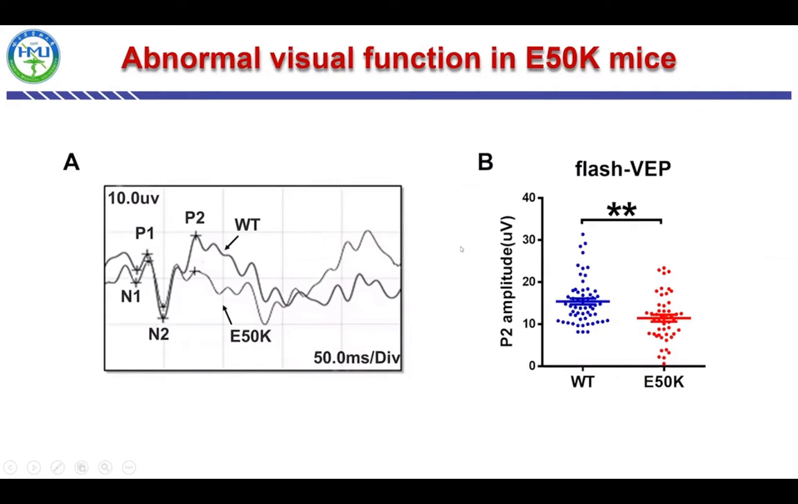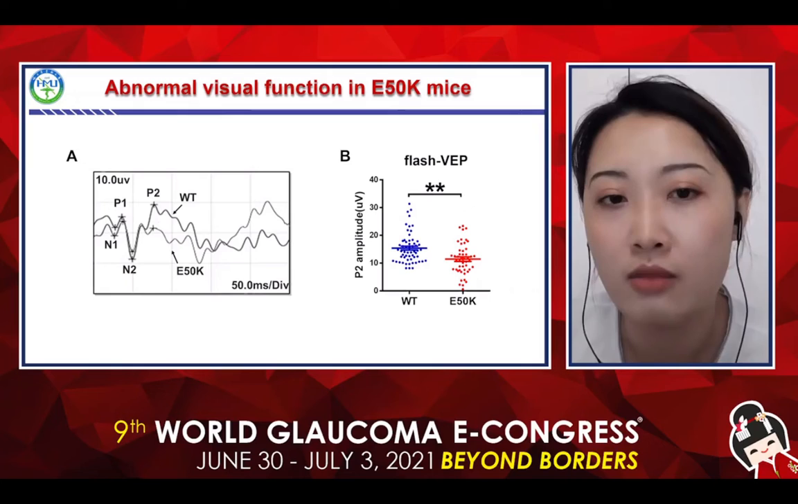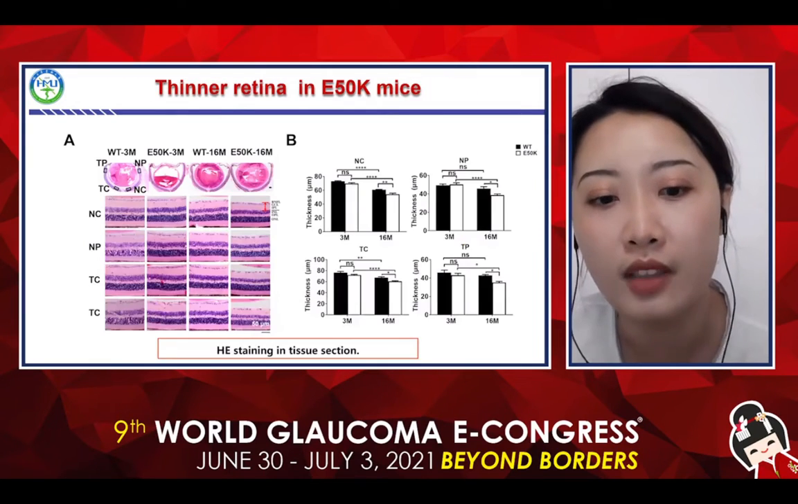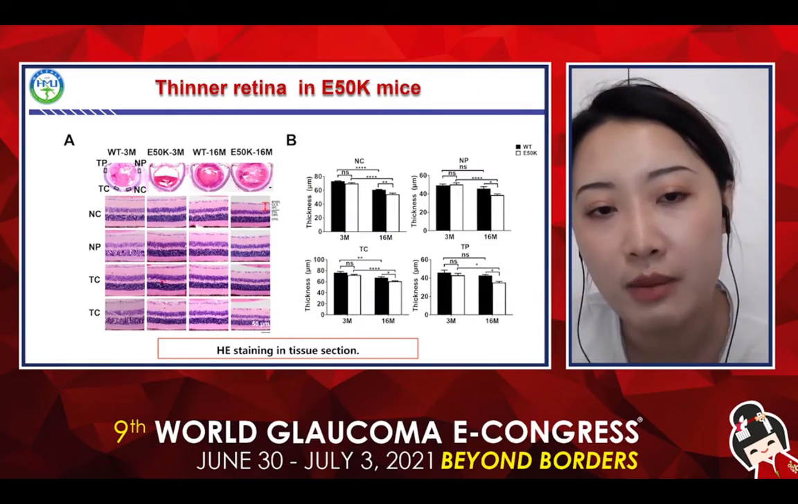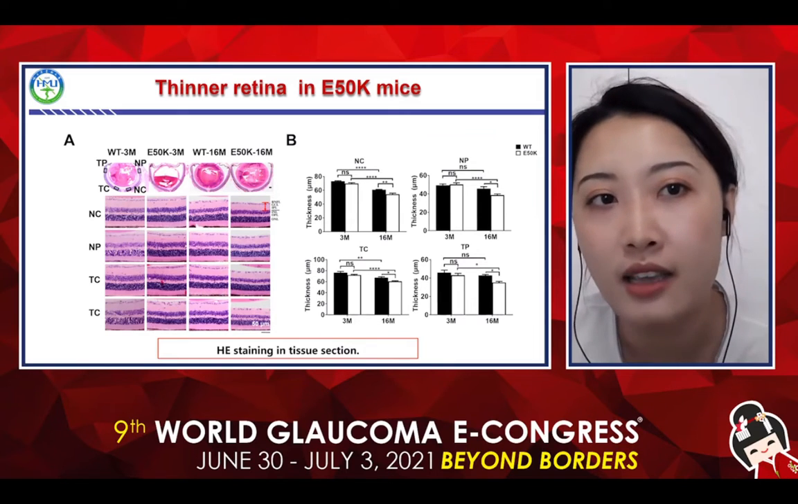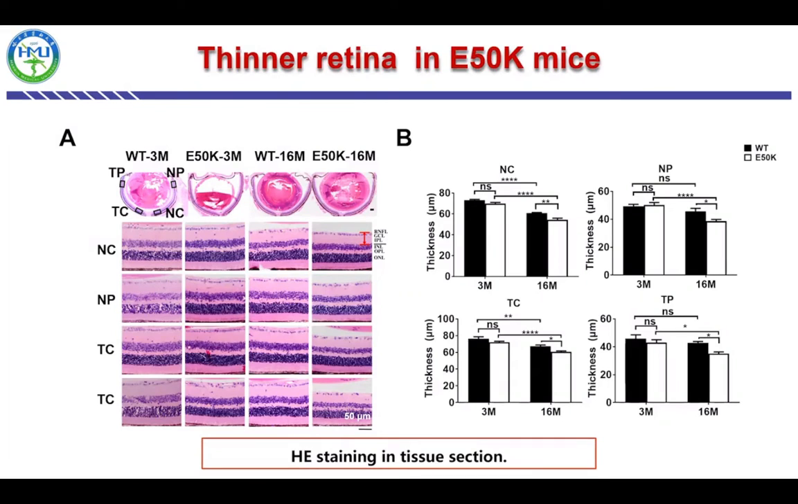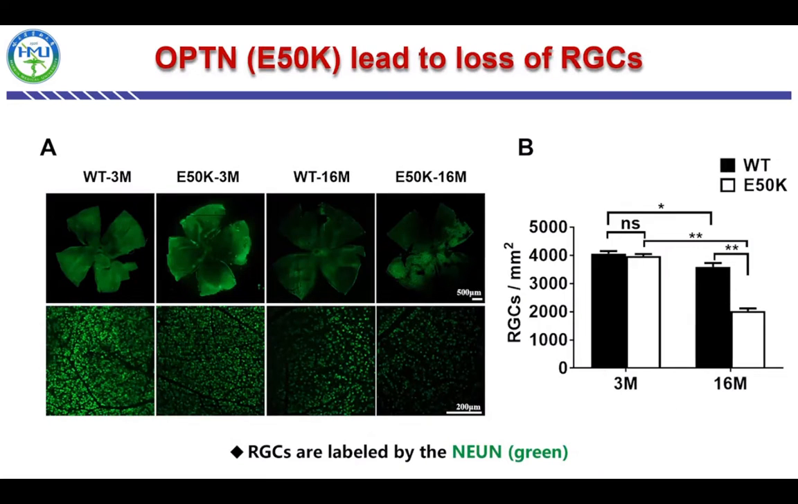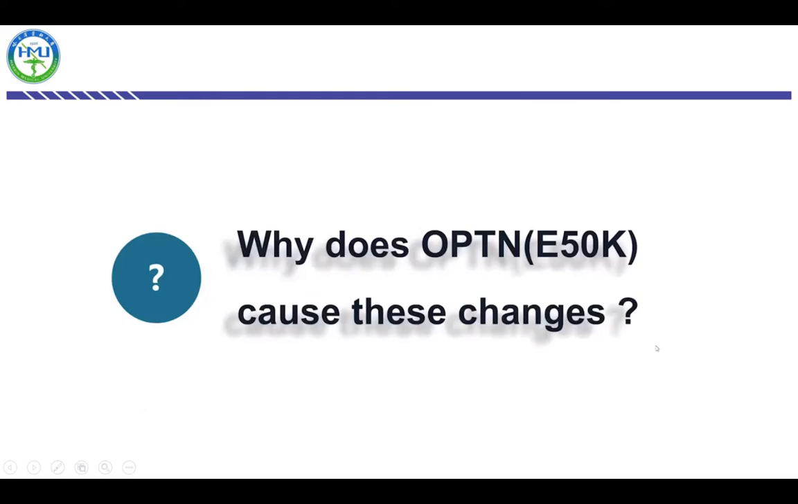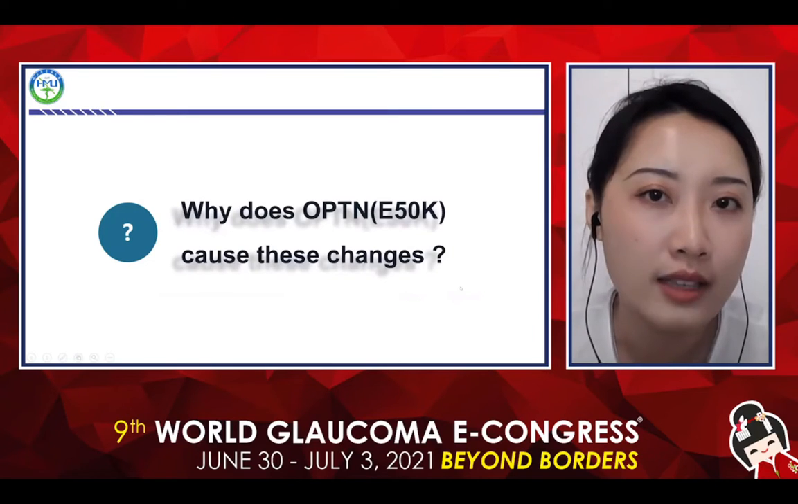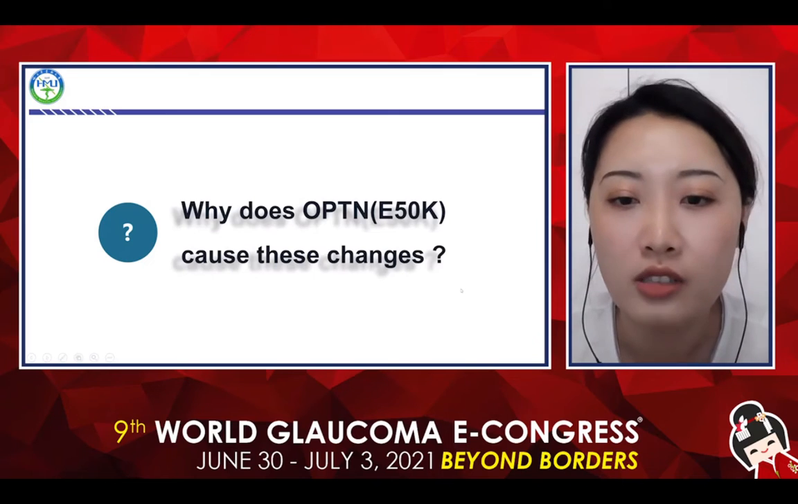At the same time, the flash VEP showed E50K mice have a lower P2 amplitude, which gave us further evidence. Then the tissue section examination showed that E50K mice have a thinner retina, and when we labeled the RGCs by neuron staining, we found that the E50K mice have fewer RGCs. So there's the question: why does optineurin E50K cause these changes?